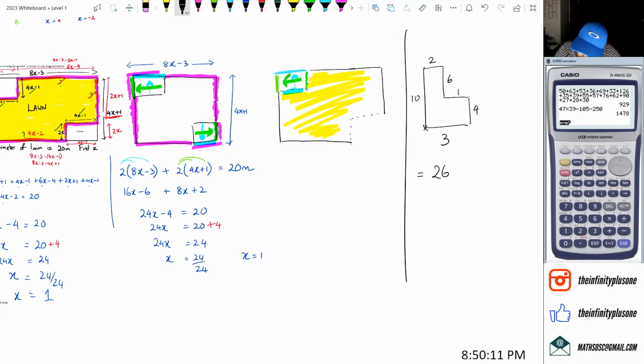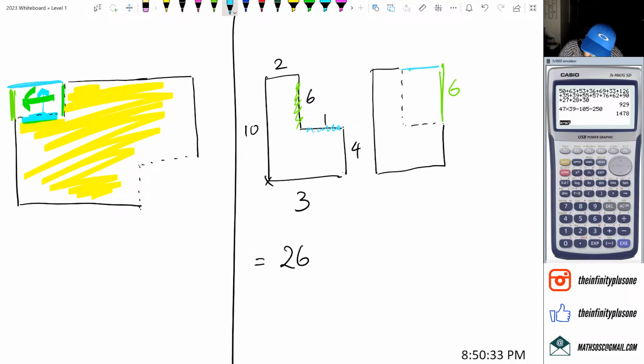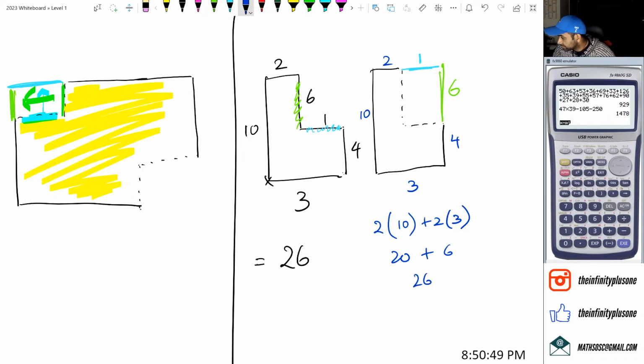But what I'm suggesting you guys do is like this. Because this is the green line, move the green line here, and that's still going to be 6. And this part here is 1. Move it to the top, that's still going to be 1. And then what you've got here is still the same answer. But this time you can just go 2 times 10 plus 2 times 3. You're going to get 20 plus 6, which is 26.